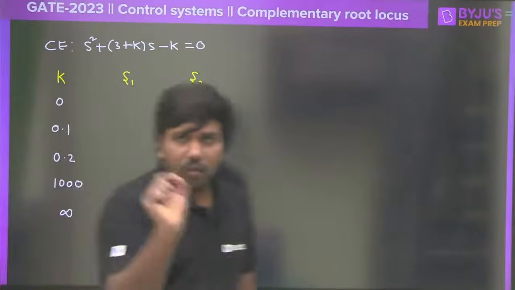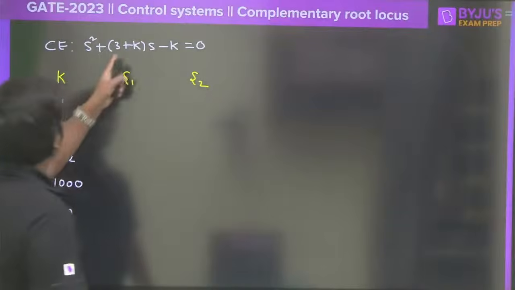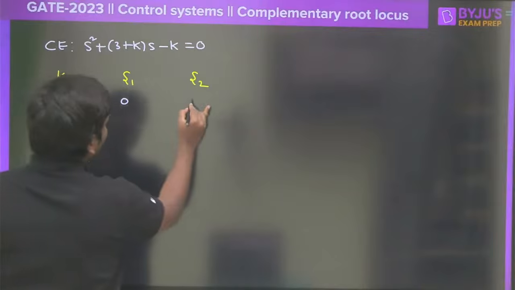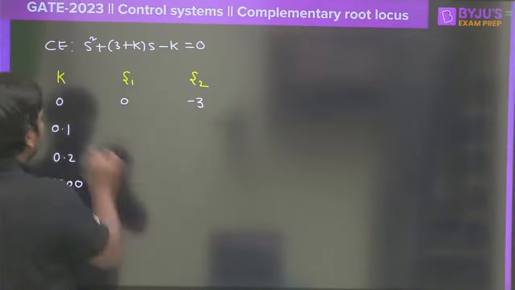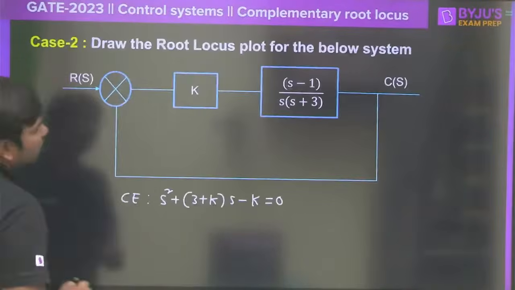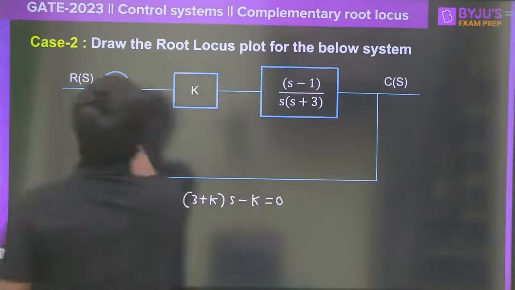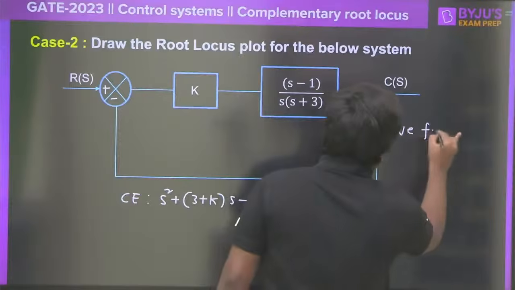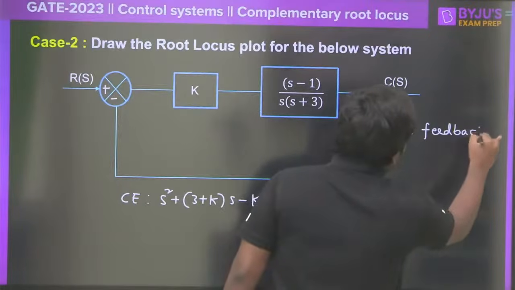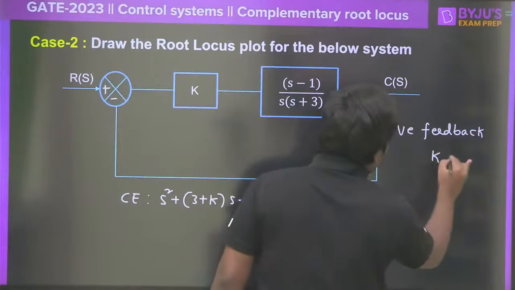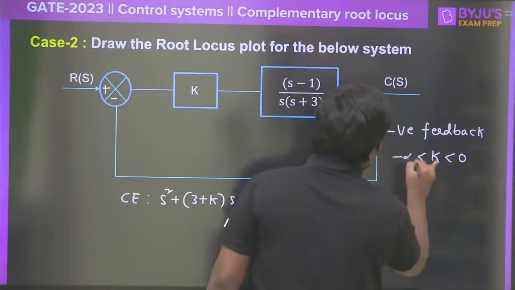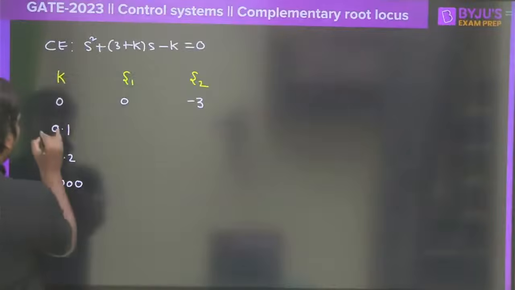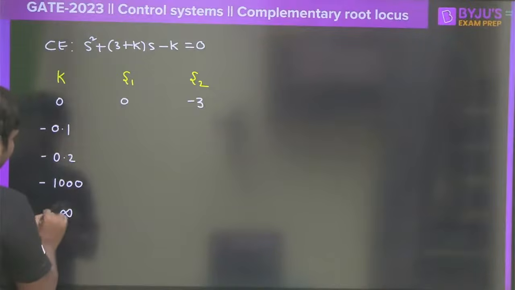Clear? Now relax. Substitute k is equal to 0 here. If you substitute k is equal to 0, once again you see that this will come 0 and this is minus 3. No doubt about that. Now k should be varying from where to where? I told you that in the second case this is also going to be negative feedback, right? Once again this is negative feedback. But let me change the value of k now between 0 to minus infinity. Clear? That means I am looking at the negative values of k, and see what is going to happen. Minus, minus and minus infinity, right?